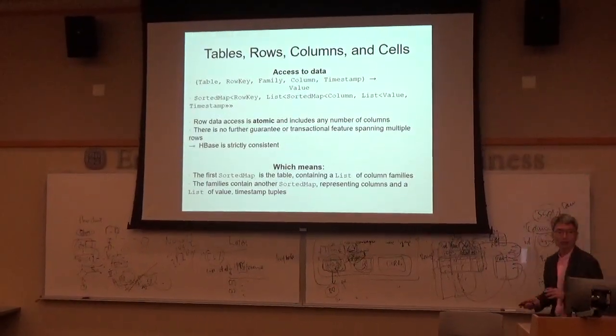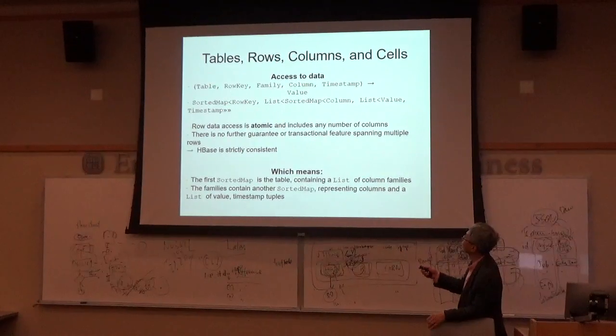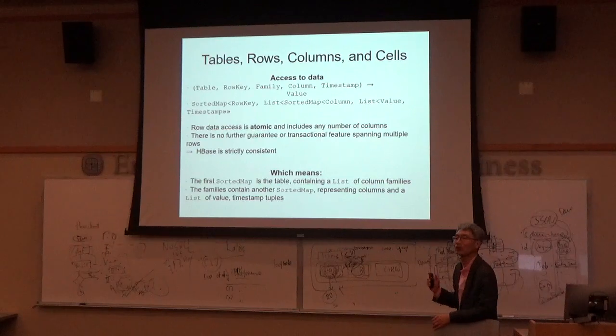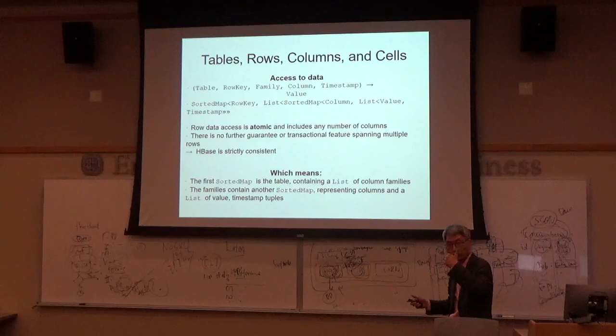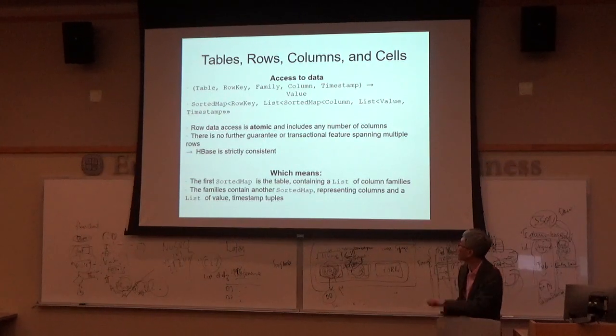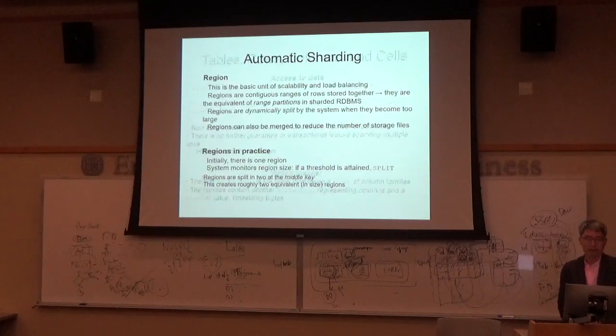So when you access the data: table name, row key, column family, column name, and finally timestamp. So these five should be unique to access a specific column. Then at the table level, it is stored as a sorted map. We will see it later. And the row key, the list of columns, the list of values, and the list of timestamps. So okay, that is the difference.